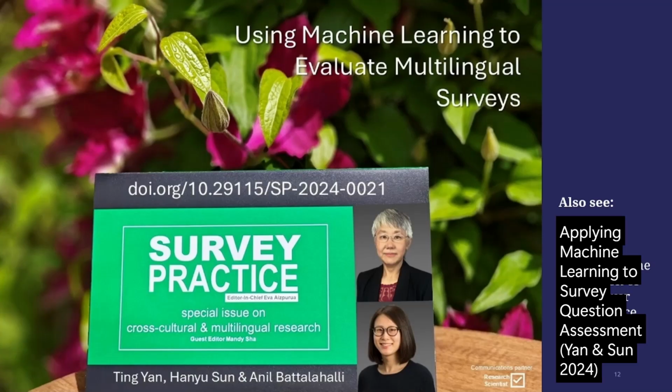Here is a paper that was just published in a journal special issue. The authors from NORC and Westat used machine learning, and they developed a pipeline that can be replicated. And the prior year, they also published another paper on how the idea came about. And this is an application for multilingual surveys.